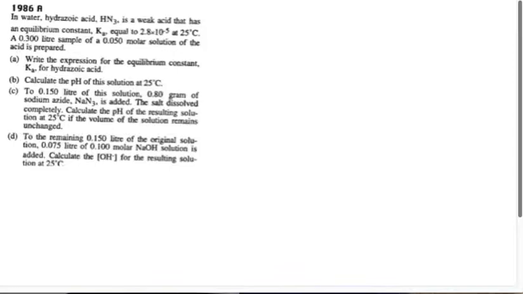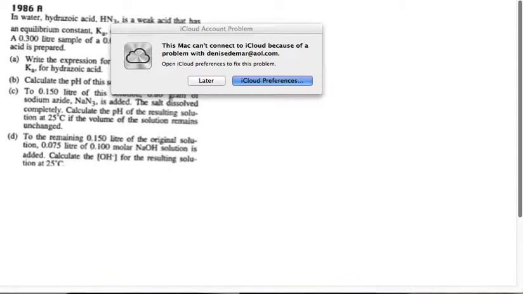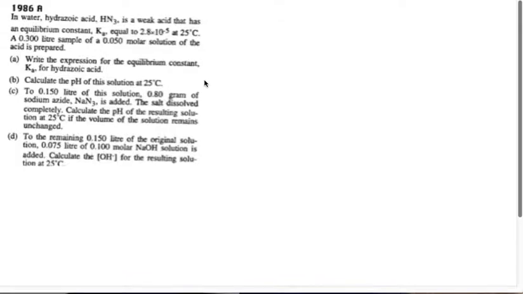All right, in water, hydrazoic acid, HN3, is a weak acid that has an equilibrium constant, Ka, equal to 2.8 times 10 to the negative 5th at 25 degrees Celsius. A 0.3 liter sample of a 0.05 molar solution of acid is prepared. So you have a 0.05 molar weak acid, about 1/3 of a liter of it. A, write the expression for the equilibrium constant.